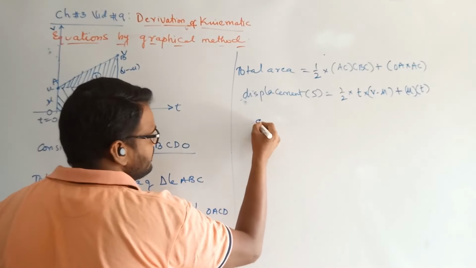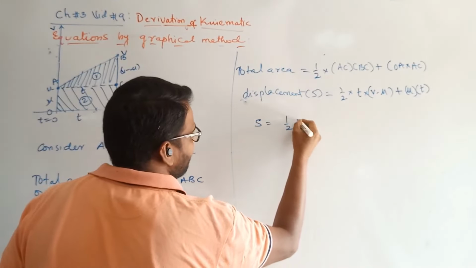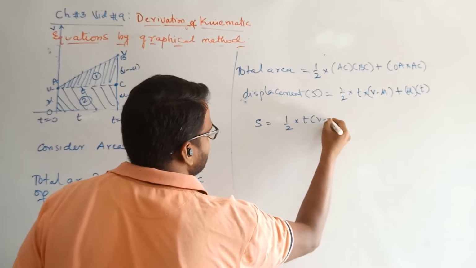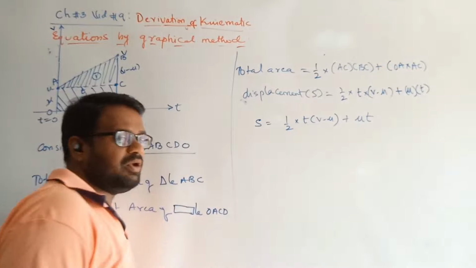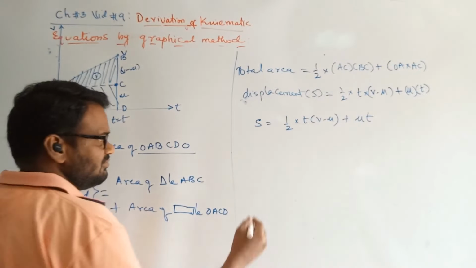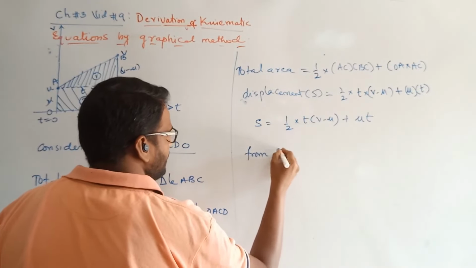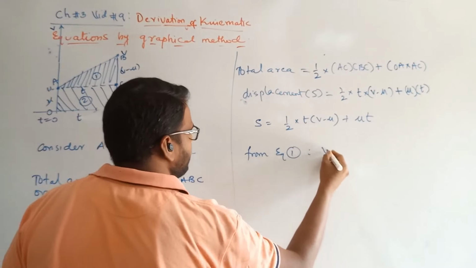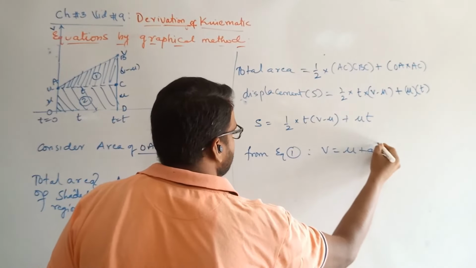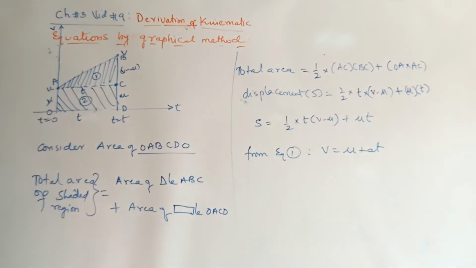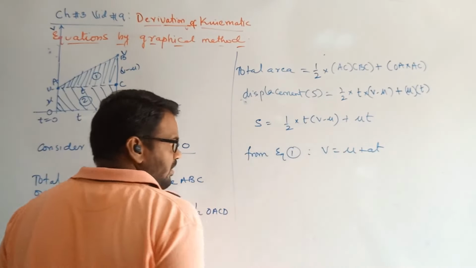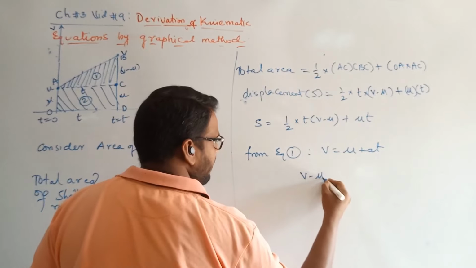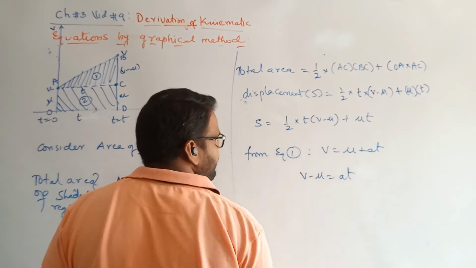Now we solve this further. S is equal to half times t into (v minus u) plus u times t. We now modify this using equation 1. From equation 1, we have v is equal to u plus at. If you take u to this side, v minus u is equal to at.